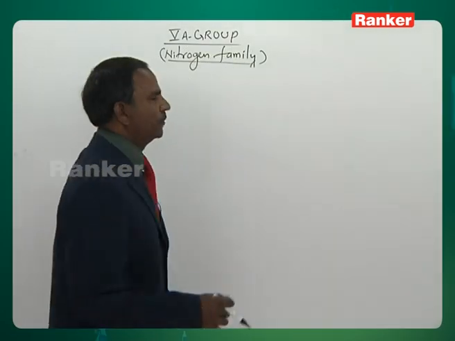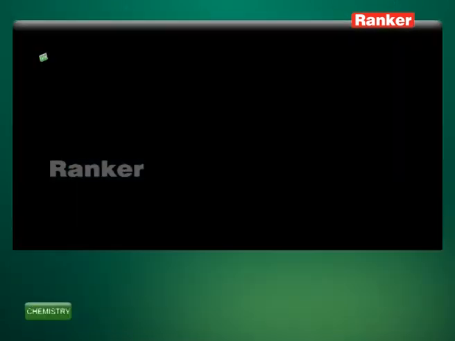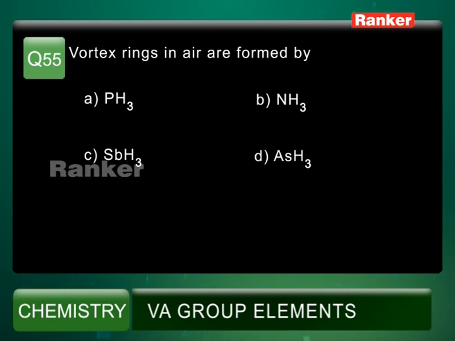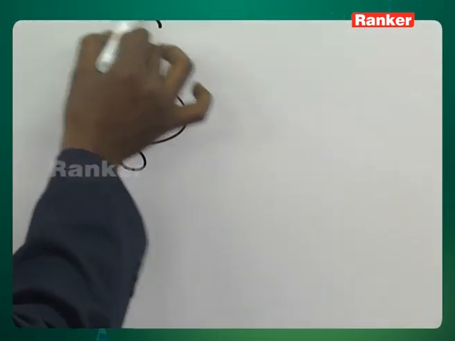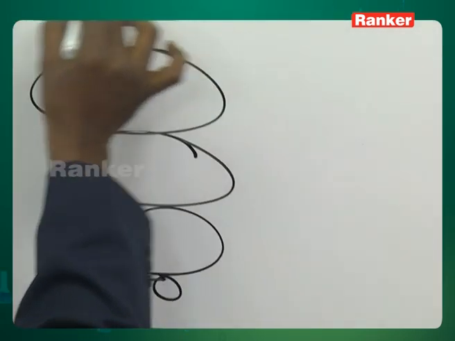Question number 55. Vortex rings are formed by which of the following? Phosphine, ammonia, stibine or arsine. Vortex rings means like this, smoky rings you are getting like this. These are known as what?